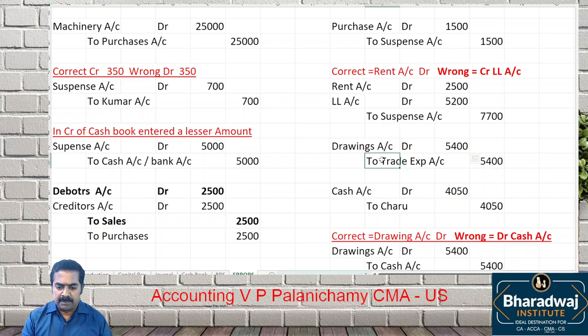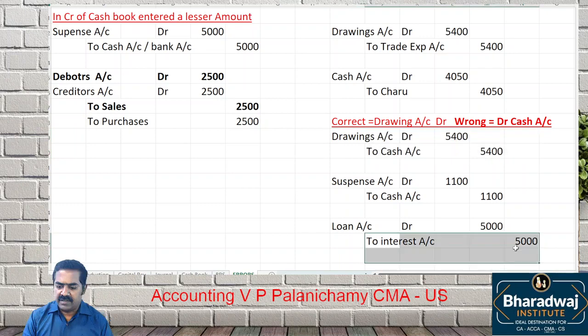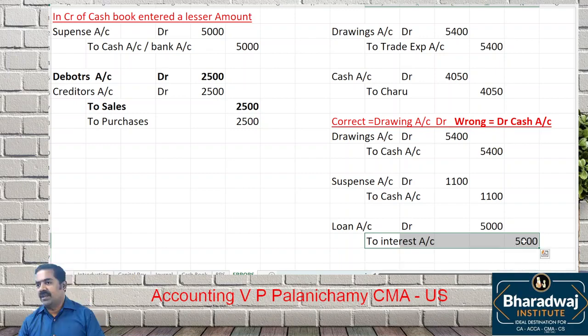Here also no change. Drawings to cash. There is no nominal account. Okay. Here also no change. Loan account. Okay. Instead of interest, you would have used what? P&L adjustment account. Simple. If errors are rectified after final accounts, wherever you find a nominal account, that is income or expense, you use which account? P&L adjustment account.